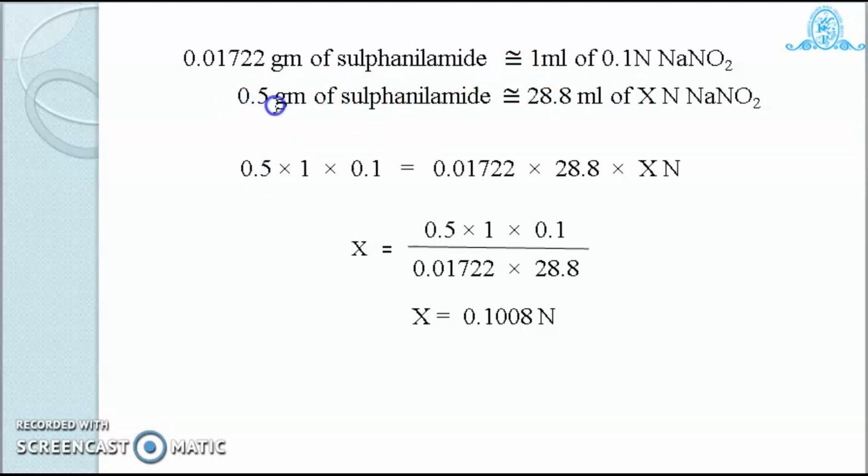You can observe 0.5 into 1 into 0.1 is equal to 0.01722 into 28.8 into X normal. Now we have to calculate X. So shifting all the values to this side, X is equal to 0.5 into 1 into 0.1 divided by 0.01722 into 28.8. By calculating this, we will get the normality of sodium nitrite as 0.1008 normal.